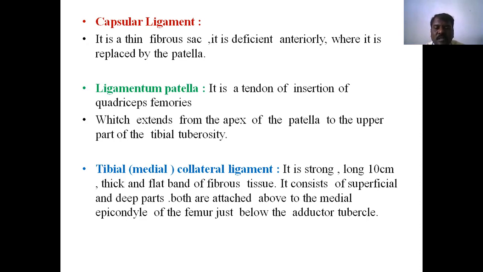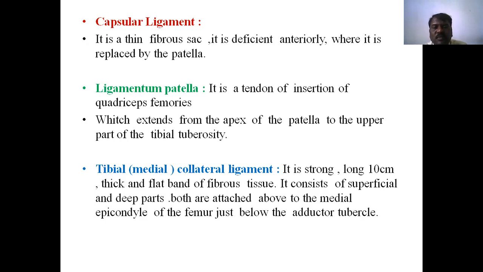Next is the tibial or the medial collateral ligament. It is strong and long. It is 10 centimeters in length, and a thick, flat fibrous band. It consists of superficial fibers and deeper fibers, attaching to the medial epicondyle of the femur superiorly, and inferiorly it is extending to the medial side of the medial condyle of the tibia.